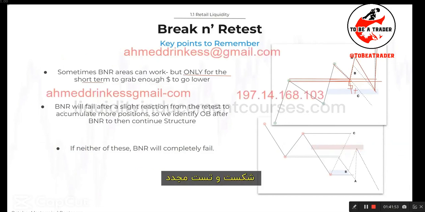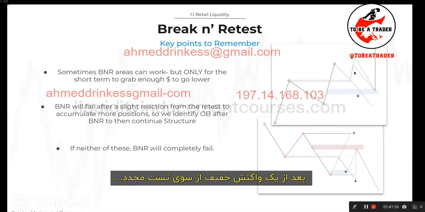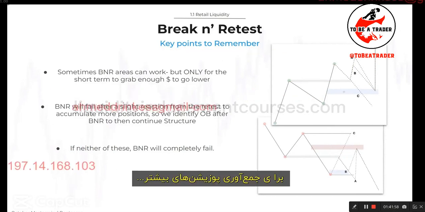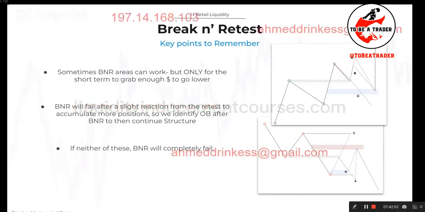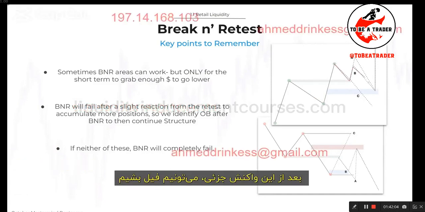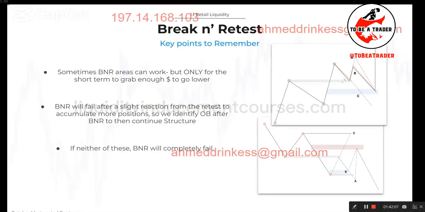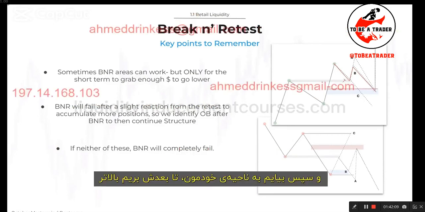Break and retest will fail after a slight reaction from the retest to accumulate more positions to then continue. So what happens is we could have a reaction. We could fail after the small reaction and then come to our area to then go higher.